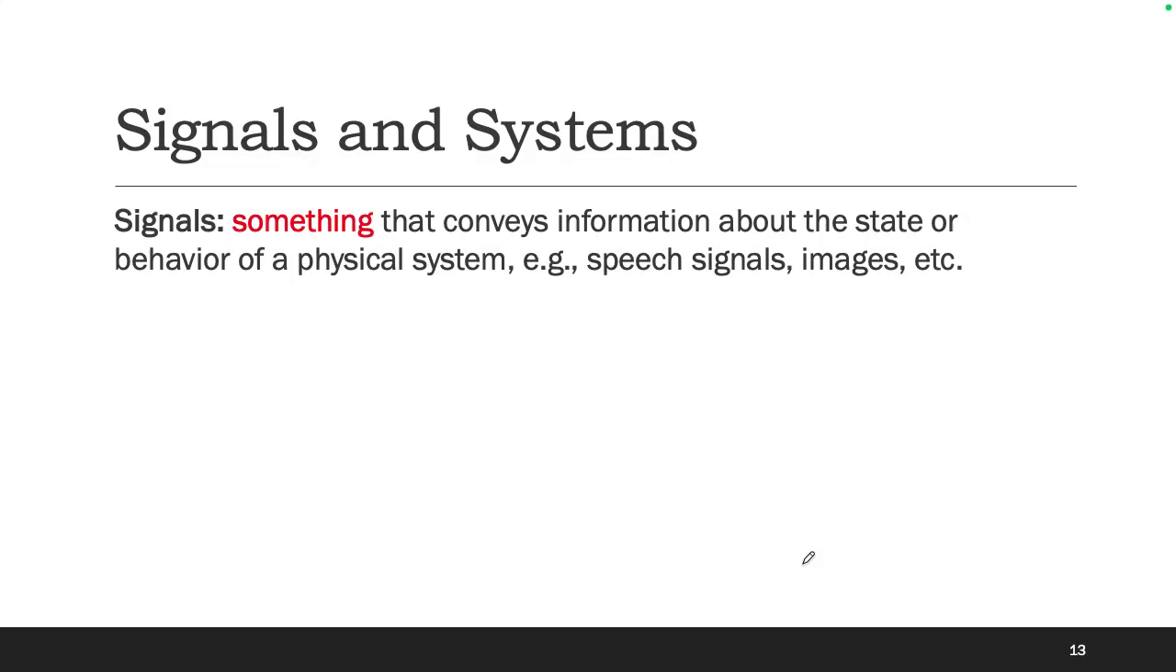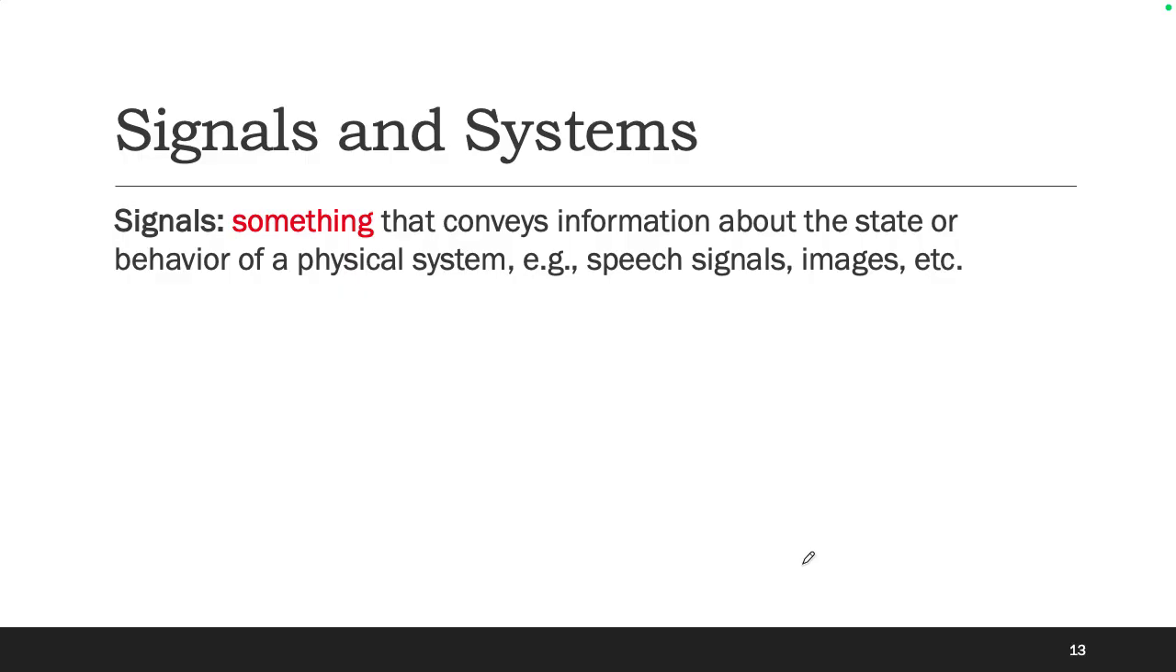Actually, a signal is something that conveys information about the state or behavior of a physical system. For example, speech signals, images, and you can see the wave. You can present speech and audio signals with a wave, and an image as some matrix. But it is just information about the state of a physical system, like the weather or the temperature. Am I right? That makes sense to you?